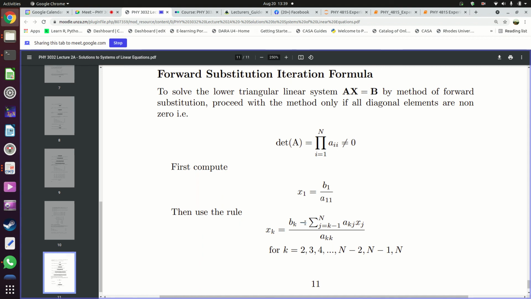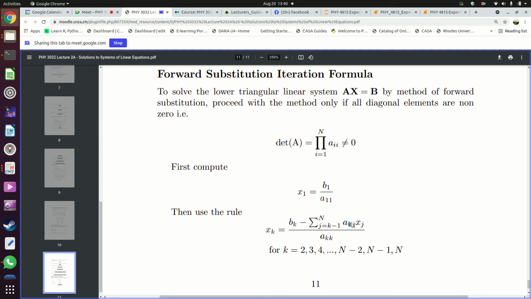You'll be doing repeated subtractions from your b. So whatever your b is, then you'll be subtracting a product of the coefficient times the unknown. So basically, in this particular case, your coefficient a, which is this a, is going to have the same row number as your k, as your x. So your coefficient a, this one, is going to have the same row number as your k.